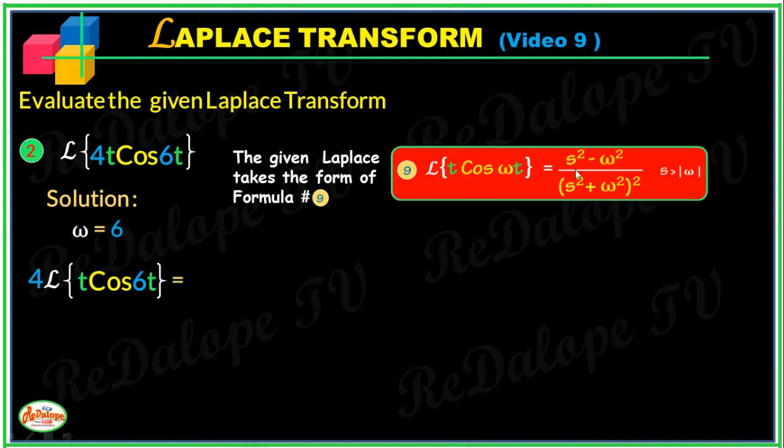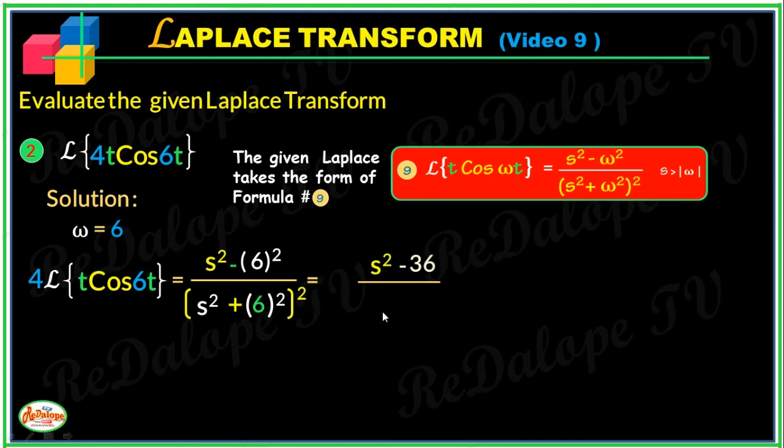So we have s square, just simply copy s square here, and then the minus sign, and omega is equal to 6, so we need to square 6 here, divided by s square, copy the plus sign, and omega is 6, and square it, and then raise that quantity to square. So simplifying it, we have s square minus 36 divided by s square plus 6 times 6, so we have 36, and that is being raised to square.